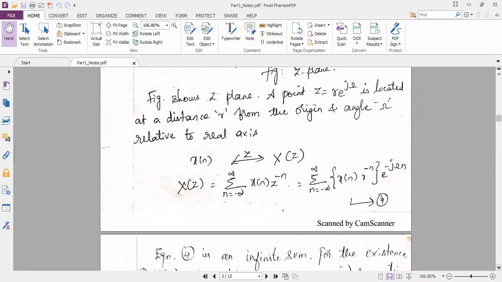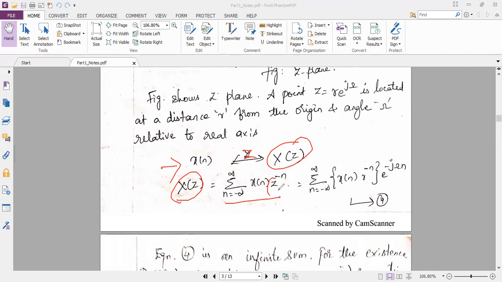The next thing is, I told you in the beginning itself, DTFT does not always converge, whereas the Z transform will converge. So the condition for convergence we will be discussing now. To discuss the condition, first I am taking x of n as your discrete time signal. If I take the Z transform for that, I will get x of z, which is equal to summation n equal to minus infinity to plus infinity x of n z power minus n.